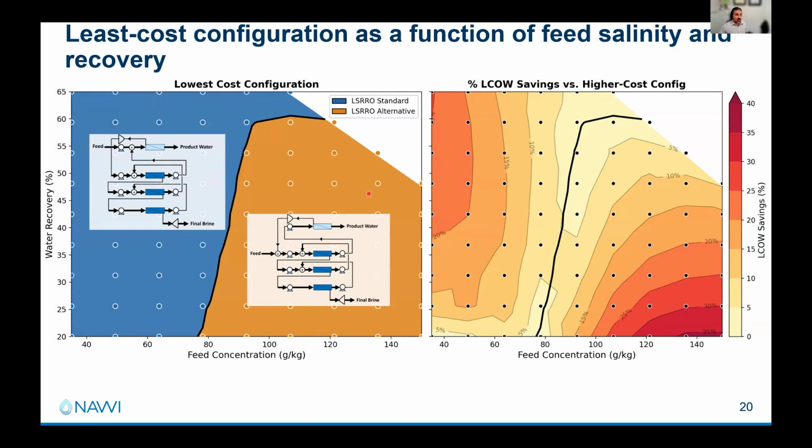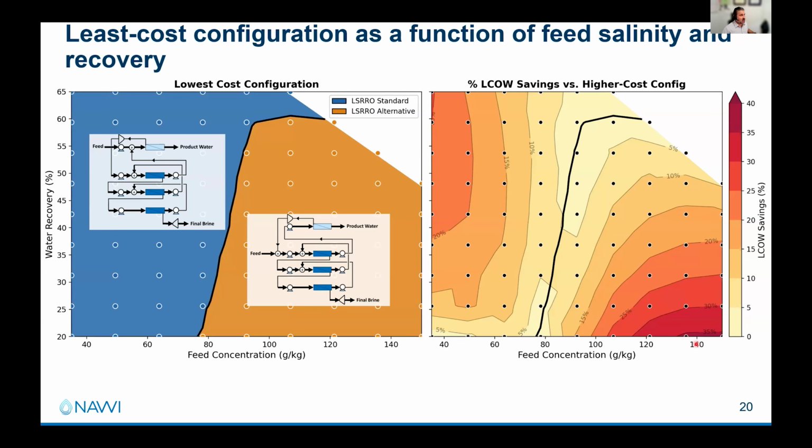Okay. On the right, what you could see is LCOW savings. So the percent savings versus the higher cost solution. So here on the left of the black boundary, let's say on this 15% contour line, this says that the standard configuration will be 15% cheaper than the alternative configuration. And vice versa, if I go to the other side of this black boundary line and I pick this 20% contour, this says that the alternative configuration would be 20% cheaper than the standard, okay?